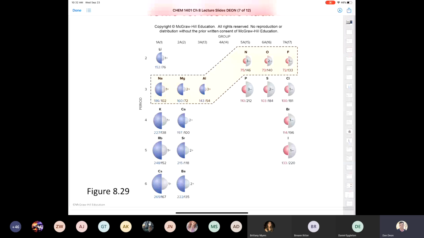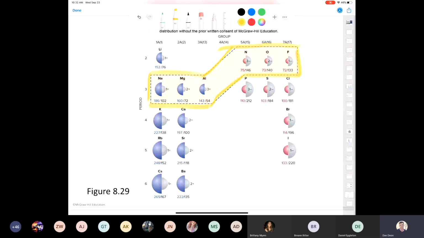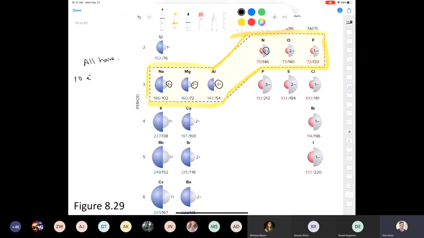If you look at all of these ions that are in this box here, they are all isoelectronic with one another. They all have the same number of electrons. So we could put here, all have 10 electrons. Everything that's in this box, all the ions have 10 electrons. The sodium plus has 10 electrons. The magnesium 2 plus has 10 electrons. The aluminum 3 plus has 10 electrons. The nitrogen 3 minus has 10 electrons. The oxygen 2 minus has 10 electrons. The fluorine 1 minus has 10 electrons.